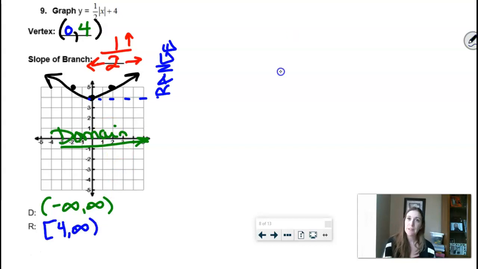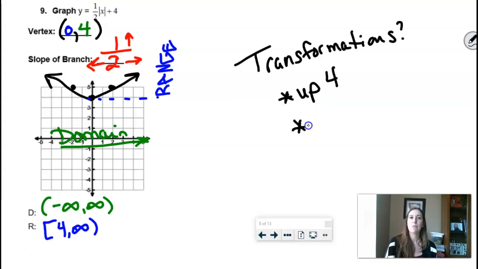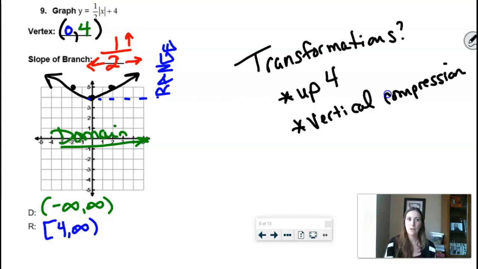Now, since I'm on a roll, let's talk about a couple other things. What if I asked you for transformations on this question? Well, there's 2 technically on this question. Everybody can see the up 4. That's obvious. The other transformation is that weird 1/2. Because the 1/2, instead of making it skinny and go up fast, is making it kind of wide and go up slower, it's not called a vertical stretch anymore. The official name is a vertical contraction. But if you called it a stretch, I'm okay with that. But vertical compression, I think, is what your book calls it. Vertical compression of 1/2.